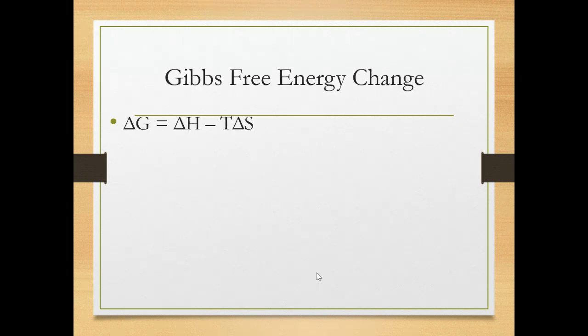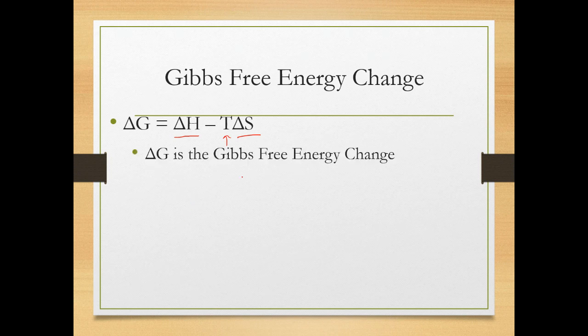To calculate Gibbs free energy, which is called delta G, that's change in Gibbs free energy, we take the delta H value, the enthalpy change, and subtract the temperature times the change in entropy. So if you'll notice, our 3 factors of spontaneity are in here. Enthalpy change, entropy change, and then the temperature at which the reaction takes place.